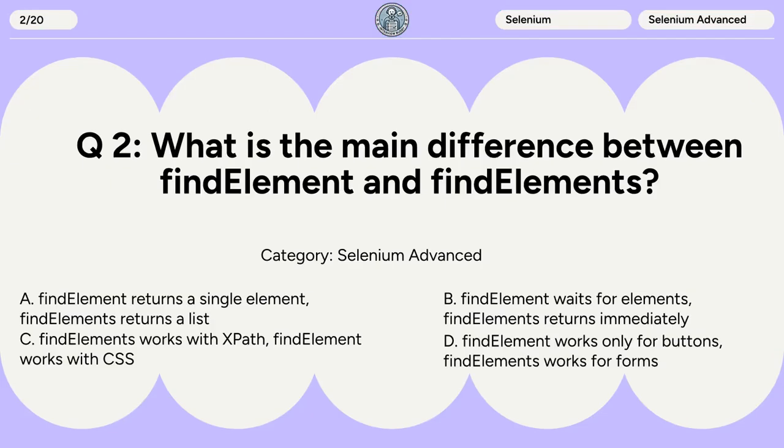Question 2. What is the main difference between find element and find elements? A. Find element returns a single element, find elements returns a list. B. Find element waits for elements, find elements returns immediately. C. Find elements works with XPath, find element works with CSS. D. Find element works only for buttons, find elements works for forms.